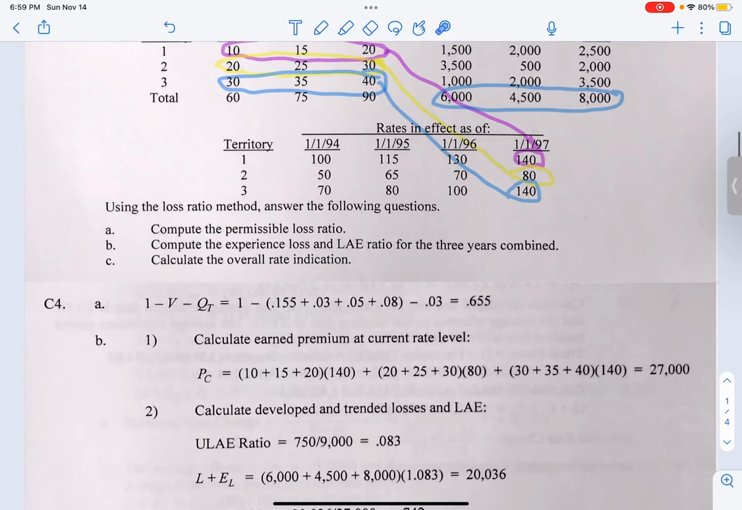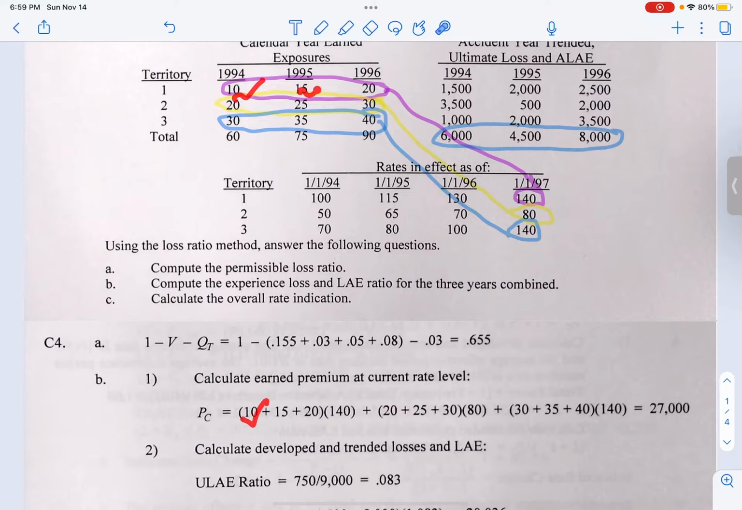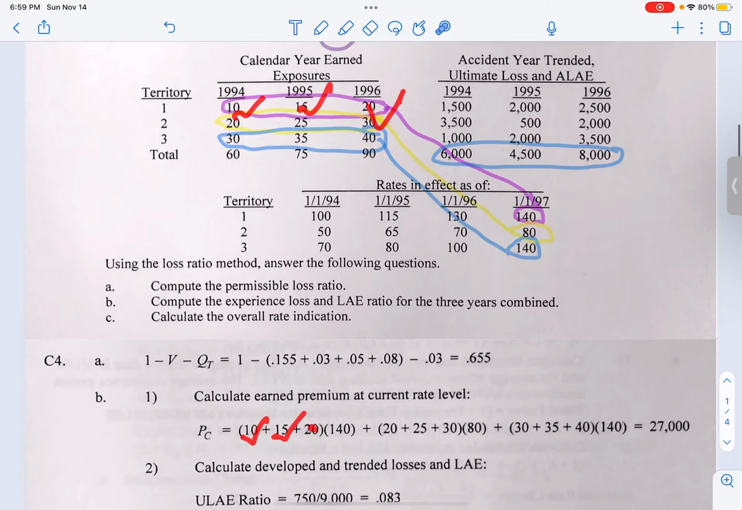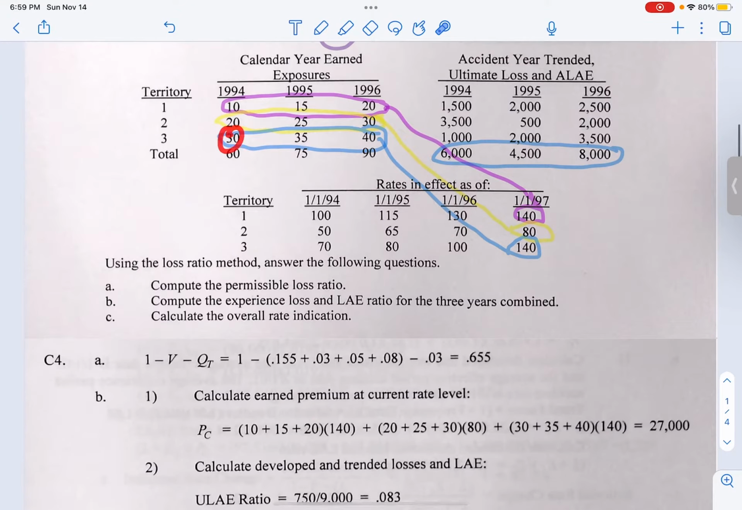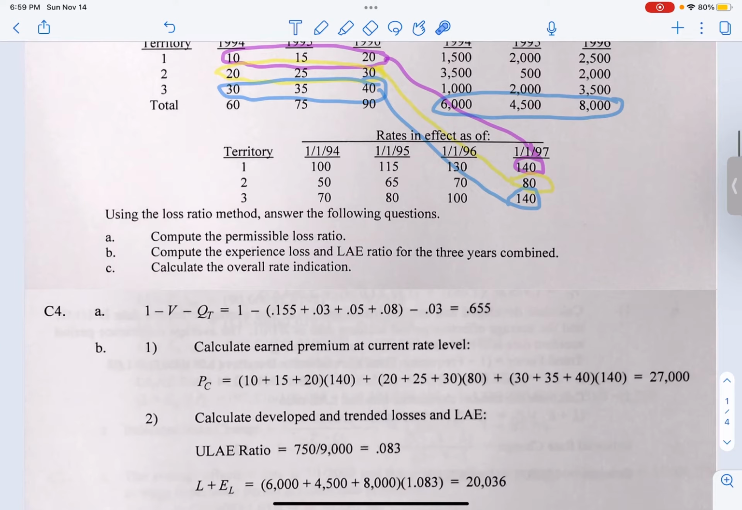So let's see what we have here. We have 10, 15 and 20 multiplied by the base rate. That is 140. And we do the same thing to the third territory. That's 30, 35, and 40, times 140, the base rate, to get the experience loss and LAE ratio, loss adjustment expense ratio for the 3-year combined.